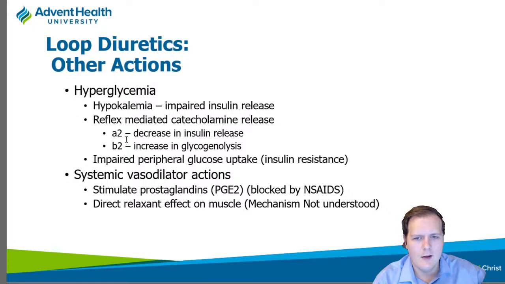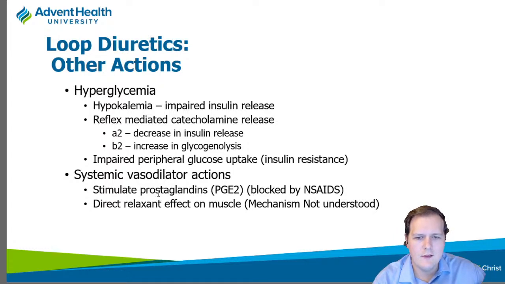Or if I activate beta-2 receptors, that causes glycogenolysis and gluconeogenesis from the liver, for instance. And that can also induce a little bit of insulin resistance. So you can expect blood sugar to go up to some degree. It may not be clinically significant in most patients, but if they're diabetic, like some of these patients will be, that's a problem, right? You can also end up seeing some systemic vasodilator actions here.